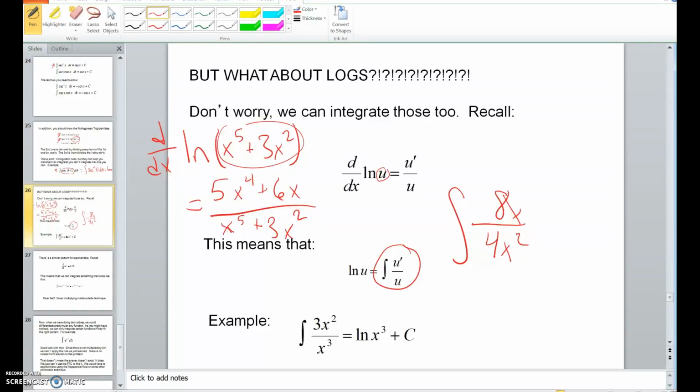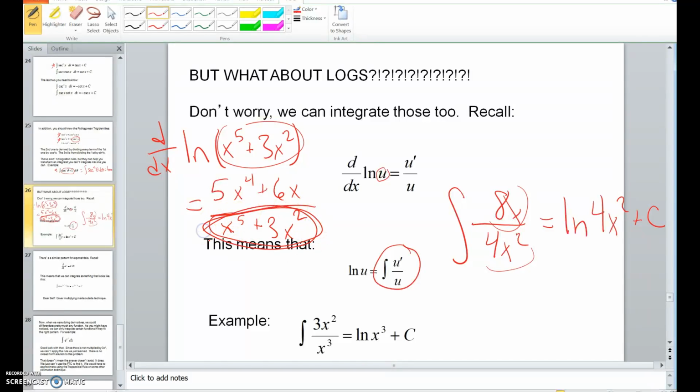All right, so 8x over 4x squared. What's in the numerator is the derivative of what's in the denominator. So this would integrate to natural log of 4x squared plus c. Because remember, when you take the derivative of a log function, you can recognize what was inside the original log function by looking at what's in the denominator.